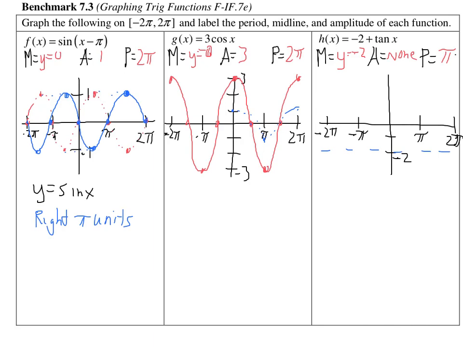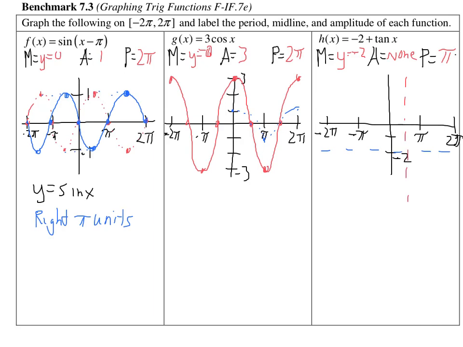And let's create. Now the problem with this is you have to find your first asymptote. Do you remember how to find that first asymptote on a tangent? It's always half of the period. So if the period's pi, what's half that? Pi over 2. So my first asymptote is going to be at pi over 2.